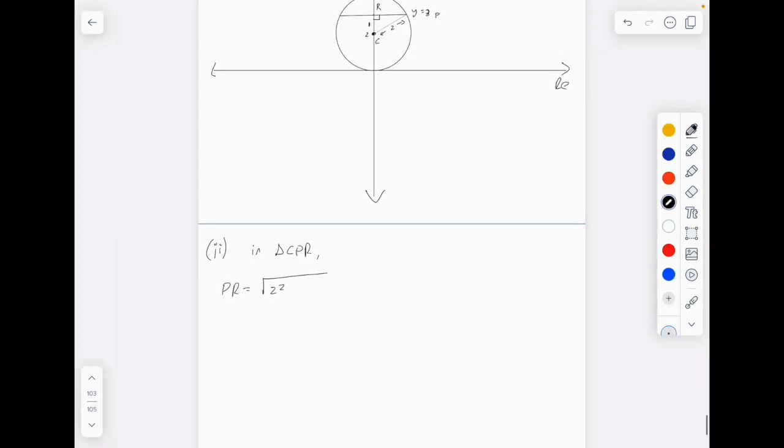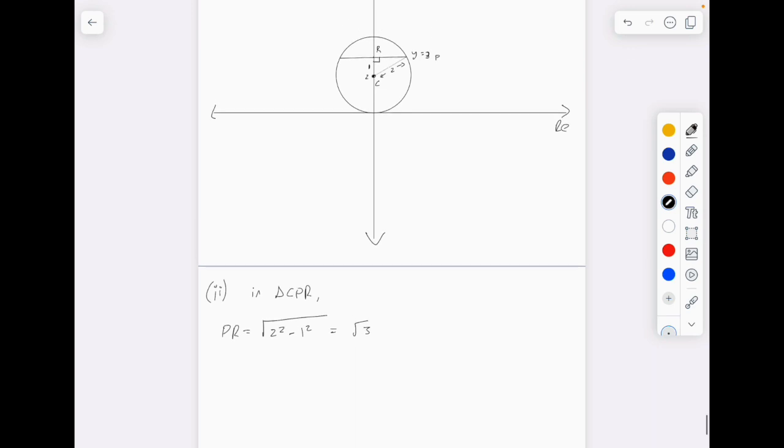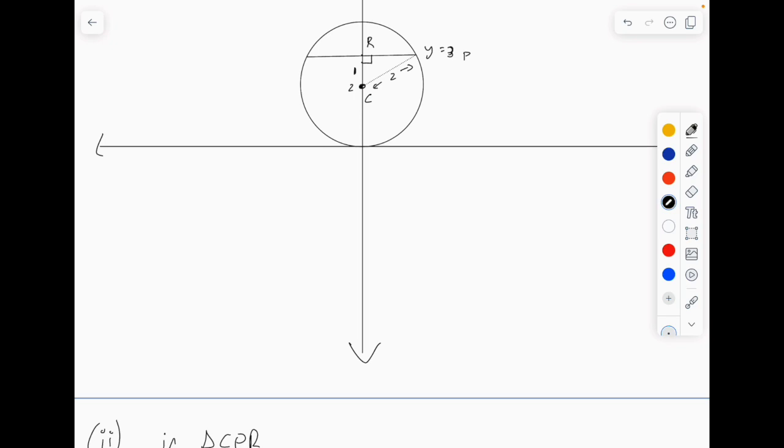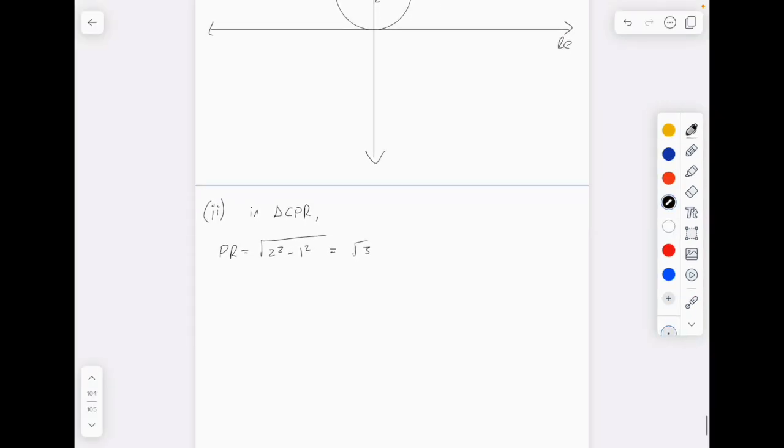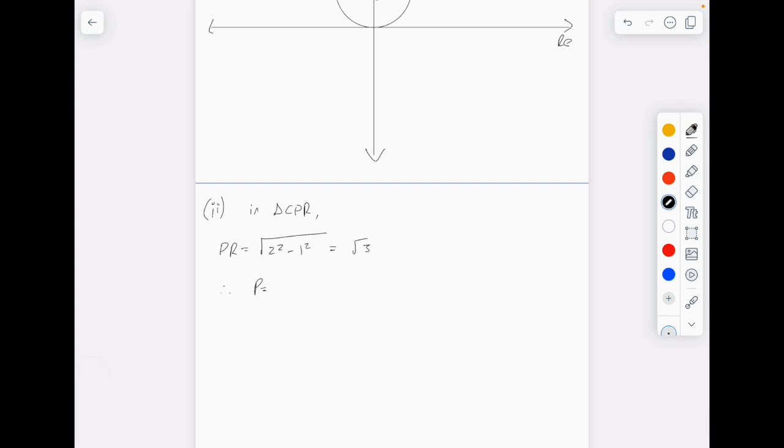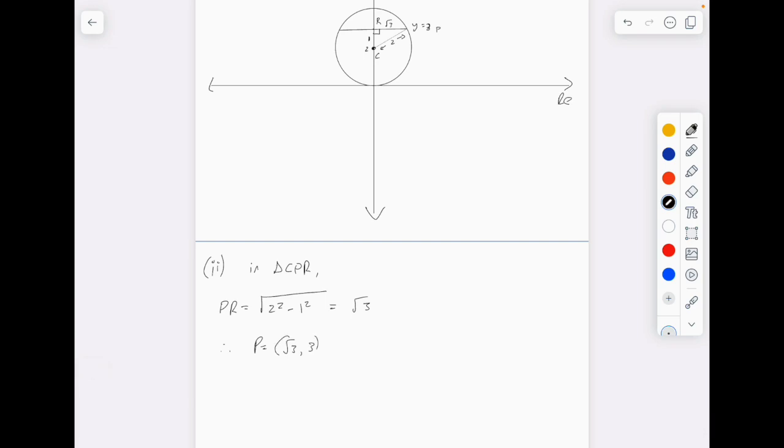So we've got 2 squared minus 1 squared, which is going to give us root 3. Perfect, PR equals root 3. So this is going to be root 3 units. Therefore P is going to equal (root 3, 3), because you're going to go across root 3, and you're going to go up 3 units. Brilliant.